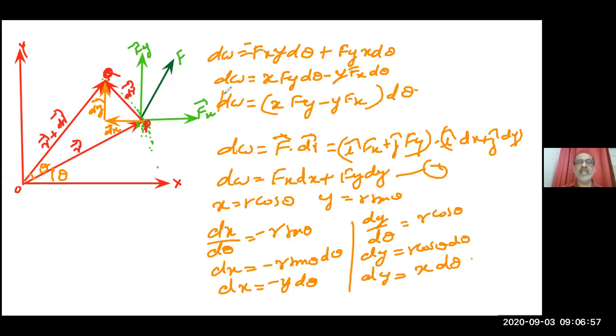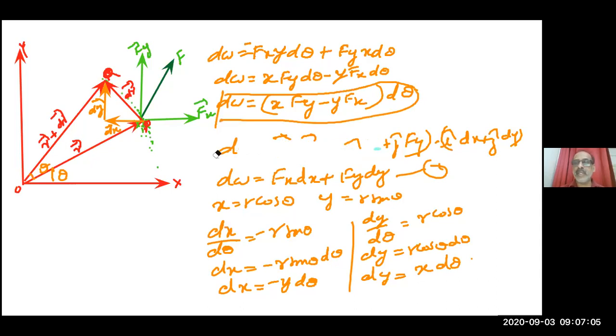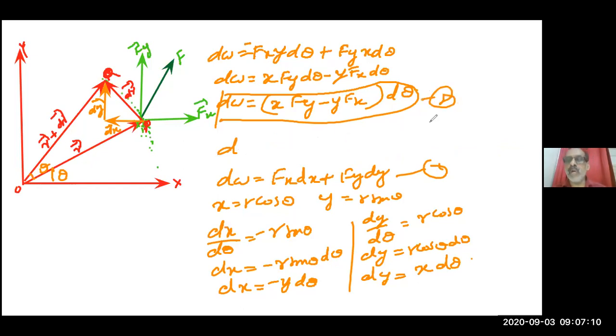Okay, now look here at this term. This is equation number 2. Equation number 3 is the one above, and you take the first one as equation number 1. Initially we wrote dw is equal to f dot dr, that you give as 1, this as 2, and this as 3. Now compare 1 and 3. This is dw is equal to f dot dr.